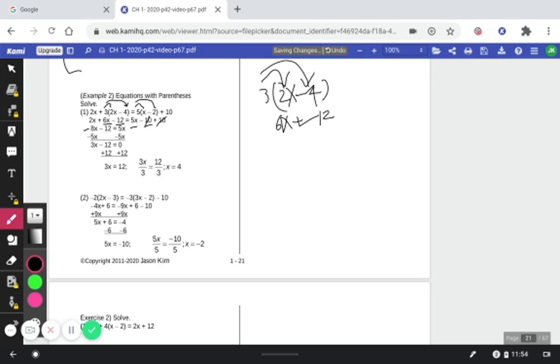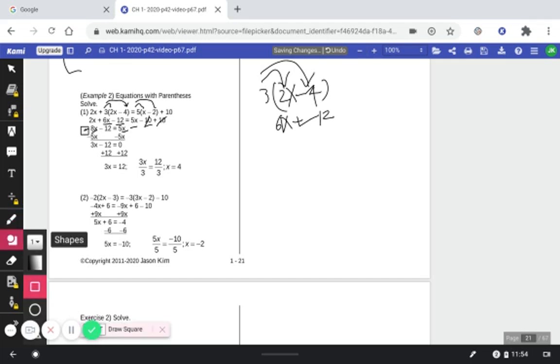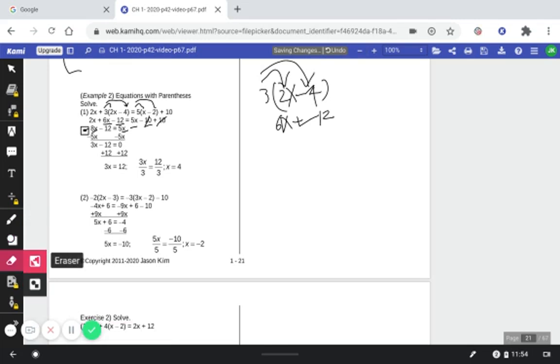Once you have 8x minus 12 equals 5x, you have x on the left side and x on the right side of the equal sign. So you have to move the smaller x. Which one is the smaller x? 5x is the smaller x. So you subtract 5x on both sides. So 8x minus 5x becomes 3x, and 5x minus 5x equals 0.